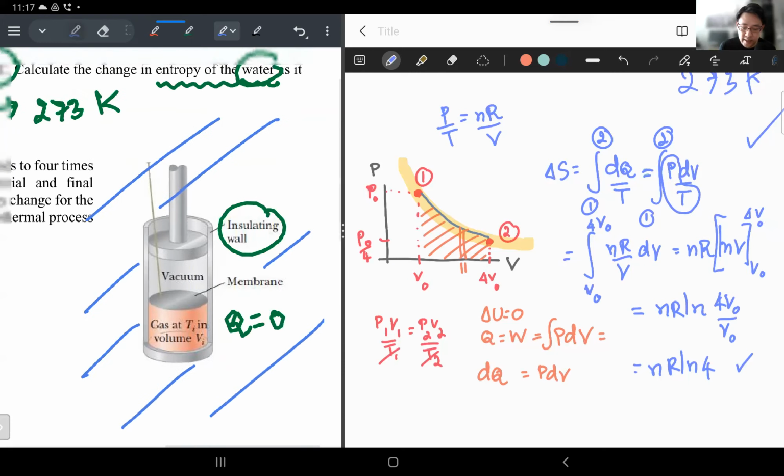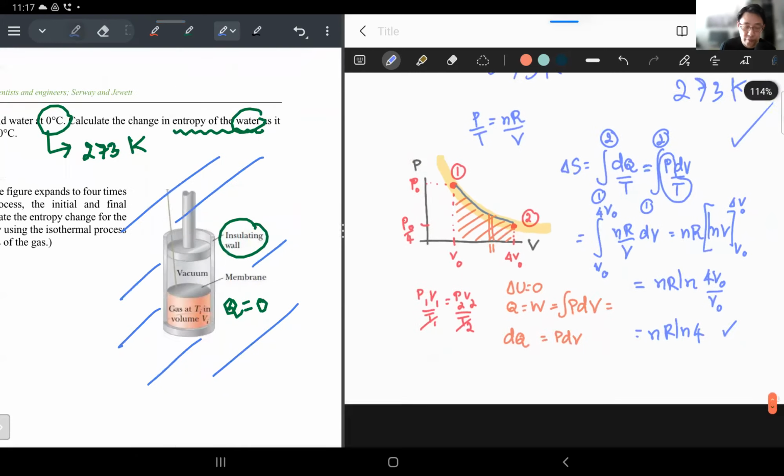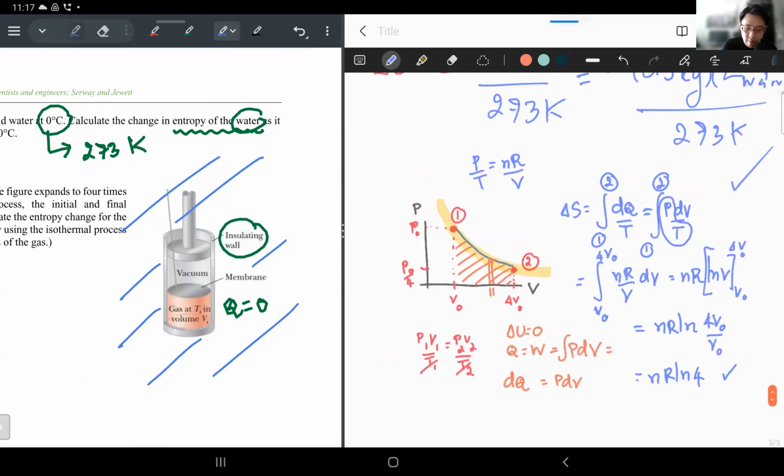So that guarantees one thing: if this whole thing happens in this insulating wall, the net delta S is just going to be the delta S of the system. You just say it's nR log 4 and it's greater than 0. So that's good, you got a net positive change of the entropy, and we say this process is an irreversible process.